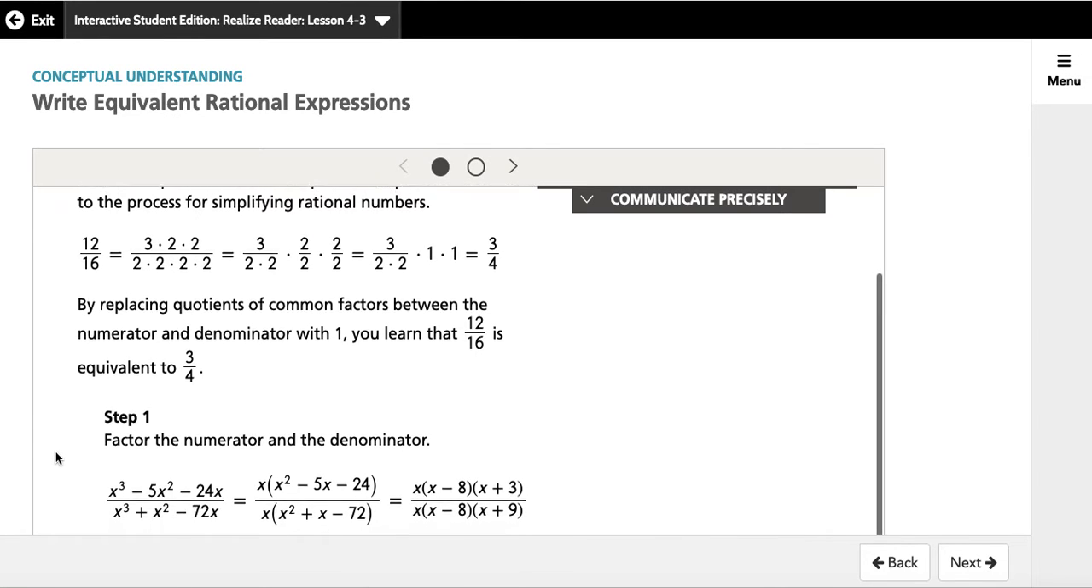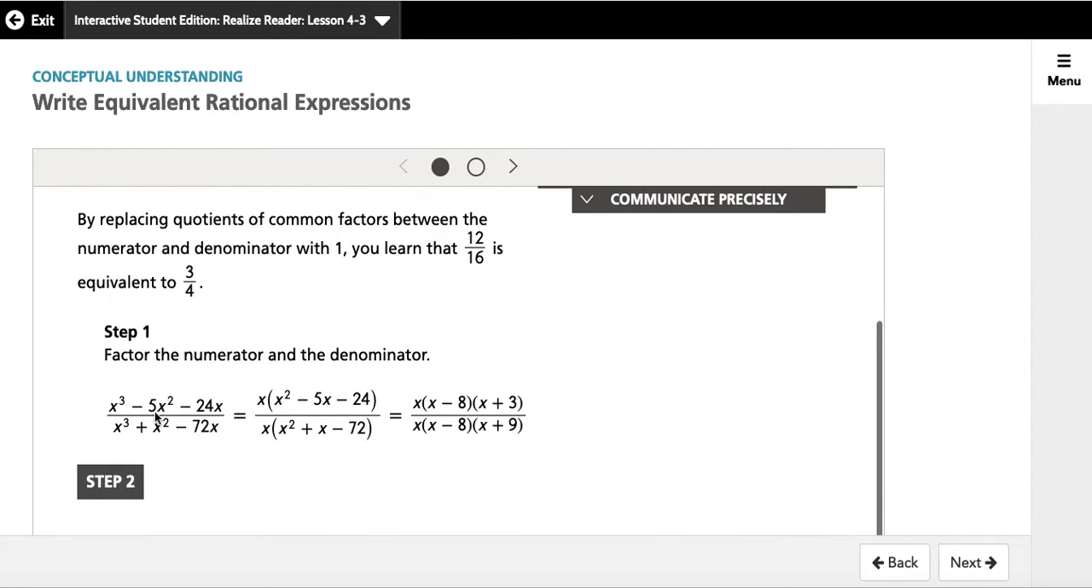First, you have to factor the numerator and the denominator. The numerator has x's in all three terms, so they factor out an x. The denominator had x's in all three terms, so they factored out an x. In the numerator, they were left with x squared minus 5x minus 24, which factors into minus 8 and plus 3. Remember, as long as the leading coefficient is 1, we can look for factors of negative 24 that, when you add them, you get negative 5. The denominator factors into minus 8 and plus 9. Now, you can see we have x and x, and we have x minus 8 and x minus 8.